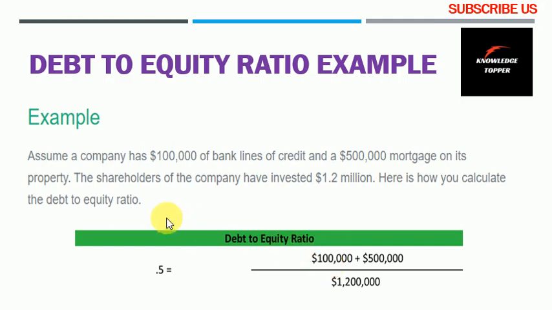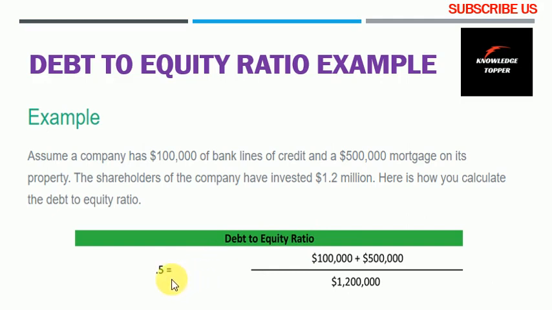So we have all the information related to our formula. If you talk about total liabilities, we have $1 lakh of bank lines of credit and $5 lakh of mortgage on property. If you talk about total equity, the shareholders of the company have invested $1.2 million, so we have $1.2 million of equity. We simply put these values in our formula and easily calculate the debt to equity ratio. In our case, it comes out to be 0.5.